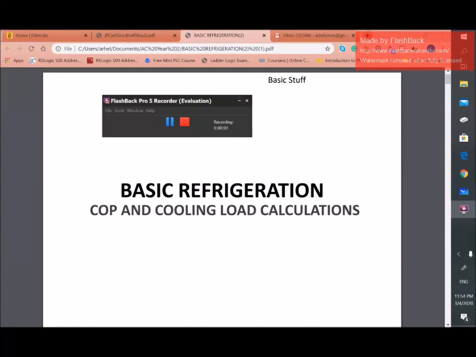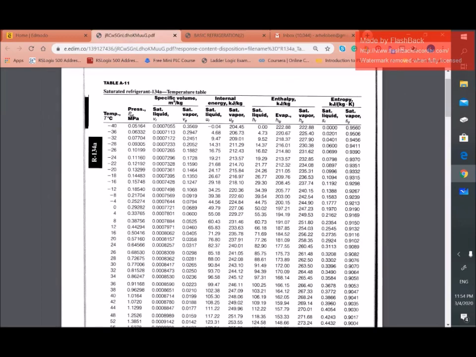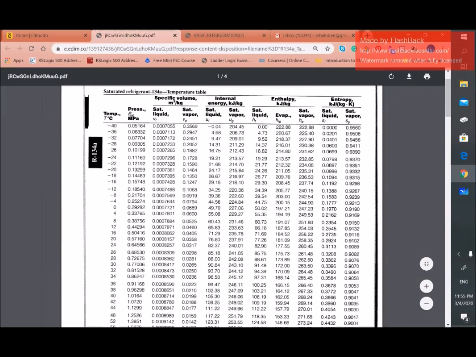Alright, welcome back to the second video on COP and cooling load calculations. In today's class, we shall be solving a question using the steam table. As you can see, this is a steam table. I sent you guys a copy of this steam table.